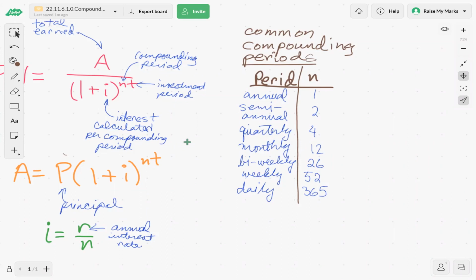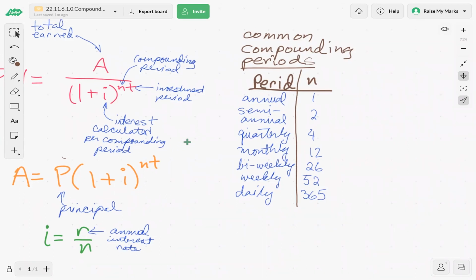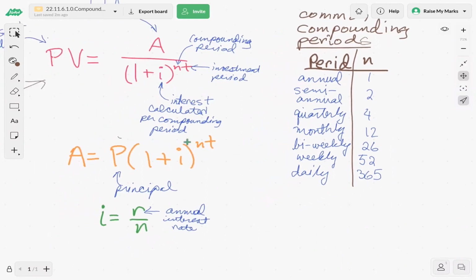I don't want to say they're the only compounding periods, but they're the more common ones. Now, T is the investment period. Over what period of time is this investment earning you money? I don't know, 4 years, 5 years, 10, 20. That's what T is. And our interest per compounding period, we can calculate. Usually we're given an annual interest rate. If it's semi-annual, we divide it by 2. If it's quarterly, we divide that value by 4. If it's daily, we divide that value by 365.